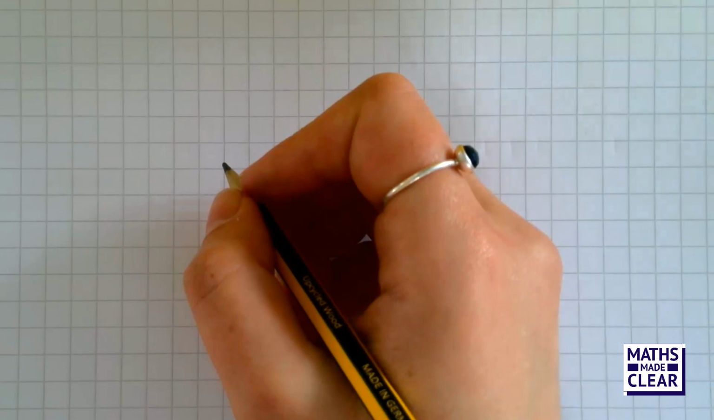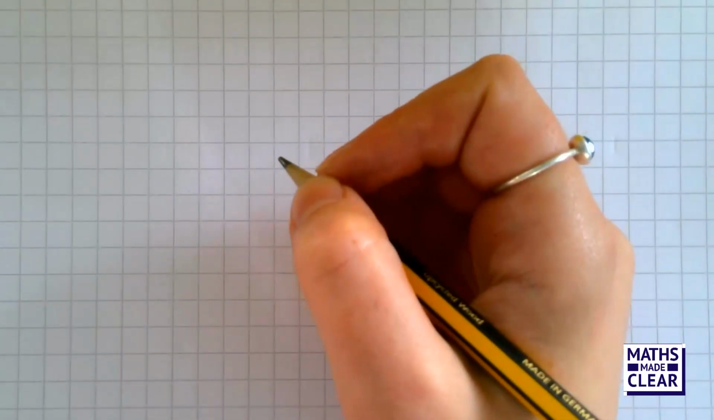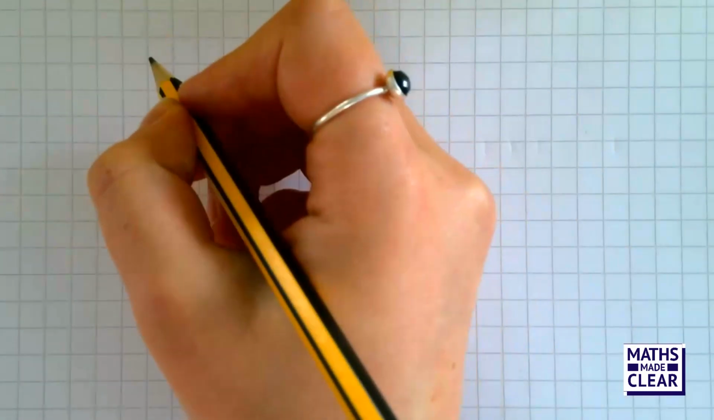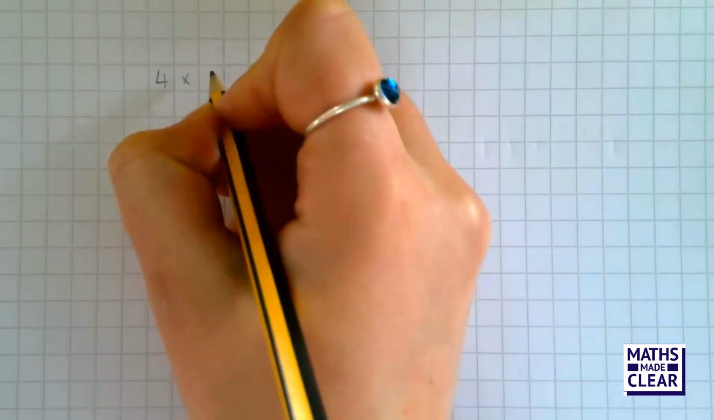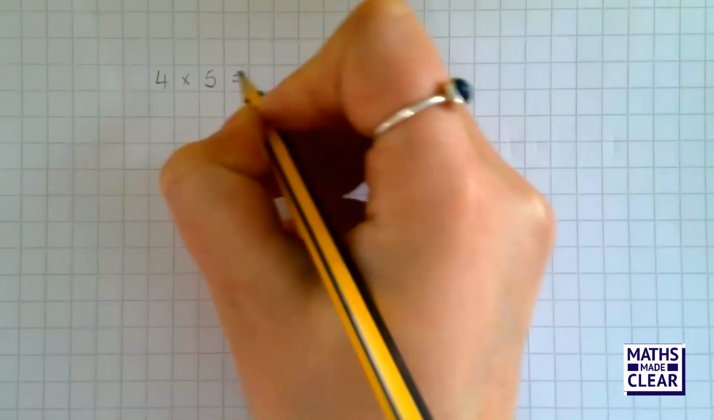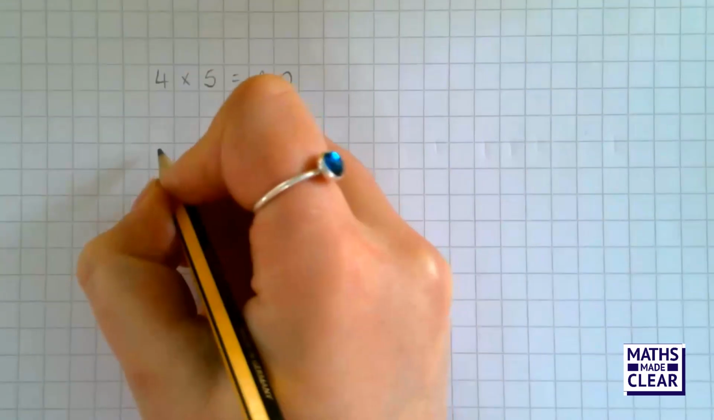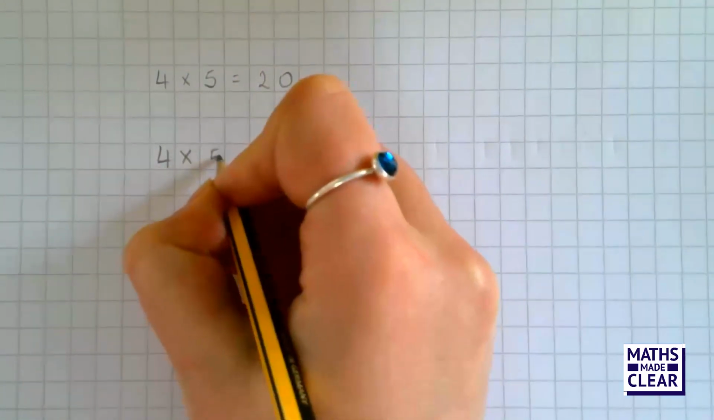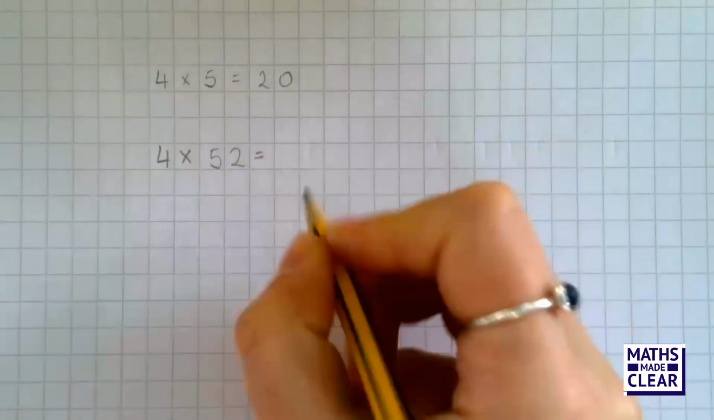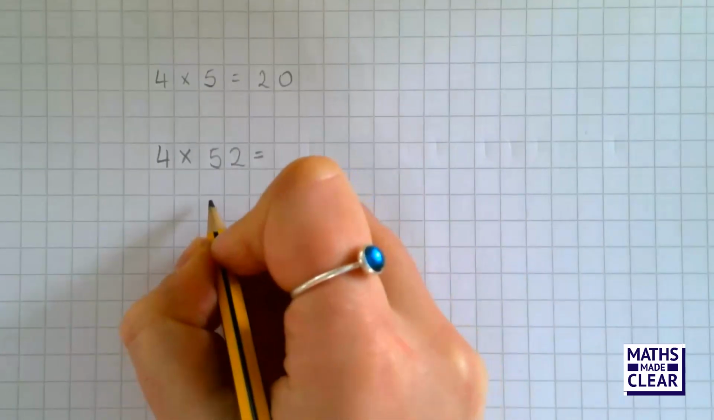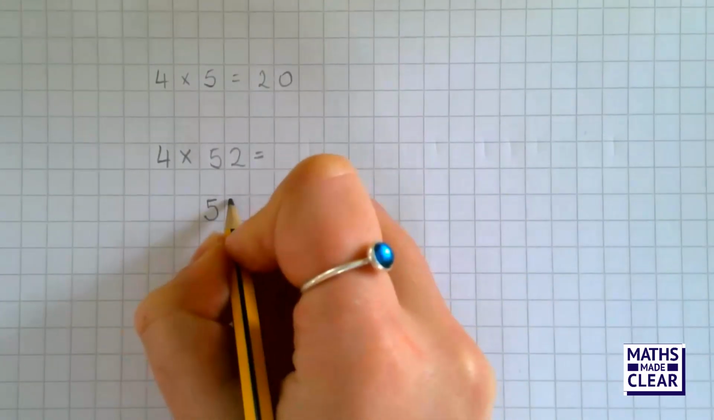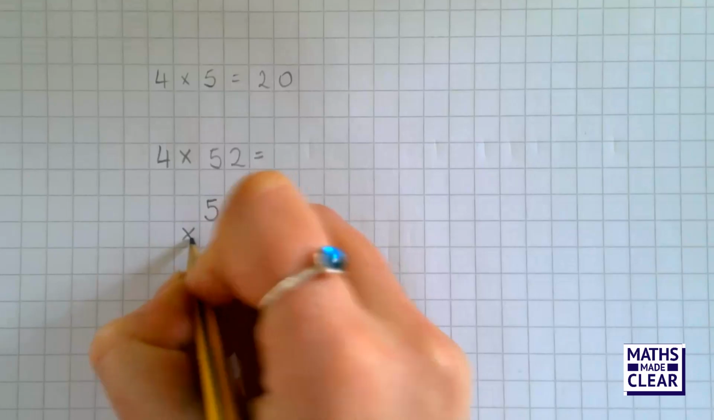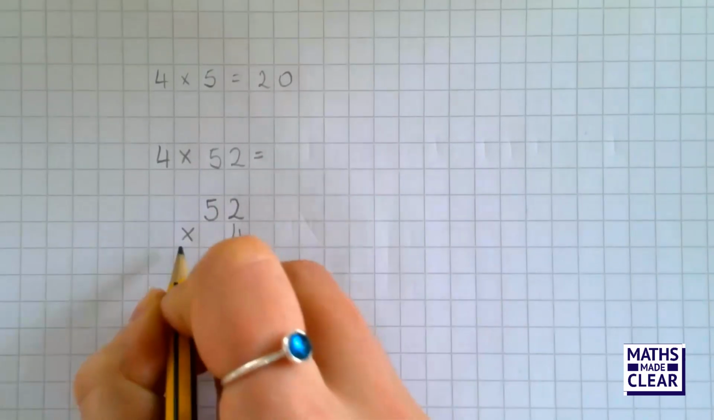We can do written multiplication when we don't know the times table facts for the problem we have. So if we take the example of 4 times 5, we know that because we know our 5 times table. But what about if we had 4 times 52? Well, it's a bit more tricky. So we could write it out like this, lining our columns up a little bit like we did in column addition, but we're going to line it up just like this.